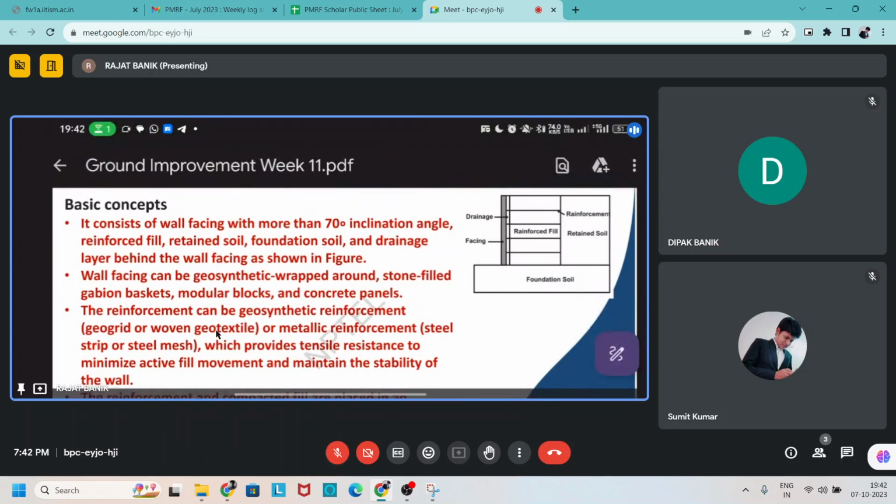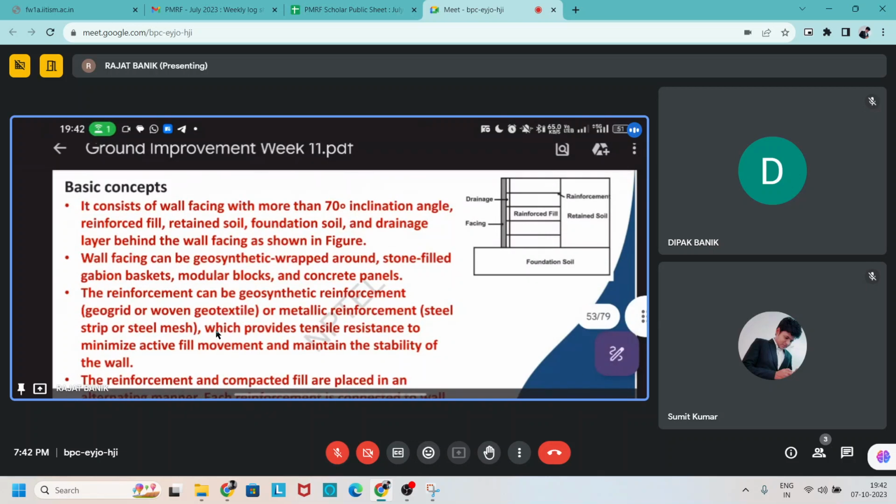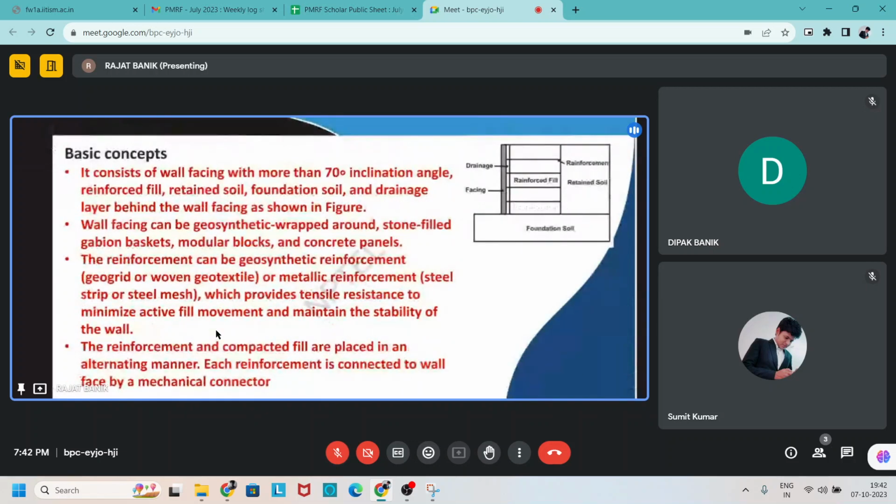The reinforcement can be geosynthetic reinforcement, geogrid or woven geotextile, or metallic reinforcement, which provides tensile resistance to minimize the effective fill movement and maintain the stability of the wall. The reinforcement and compaction alternate. Each reinforcement is connected to the wall face by a mechanical connector.